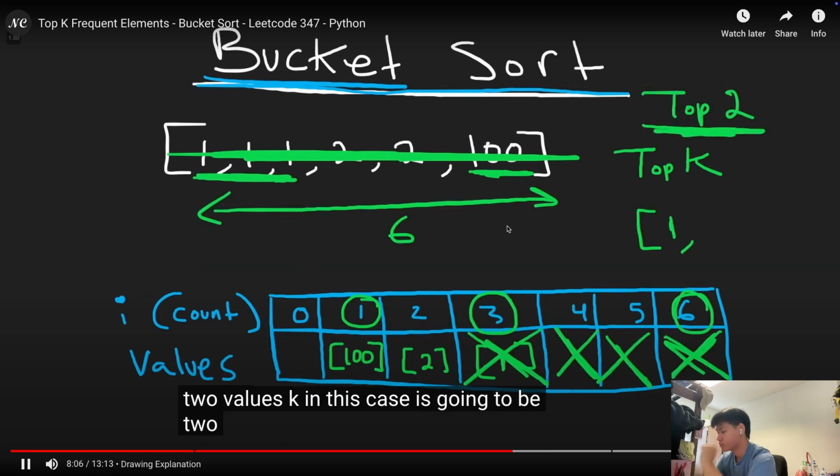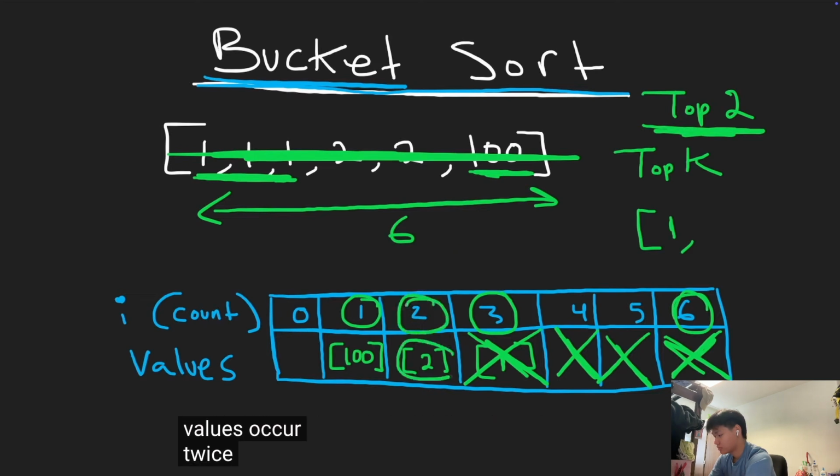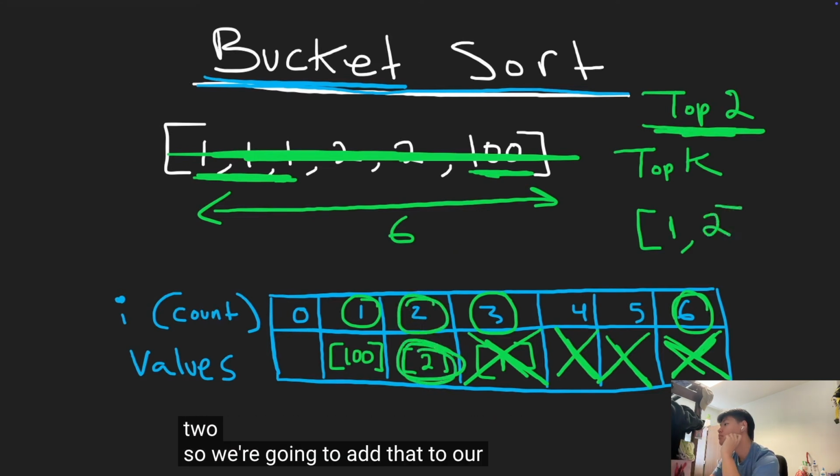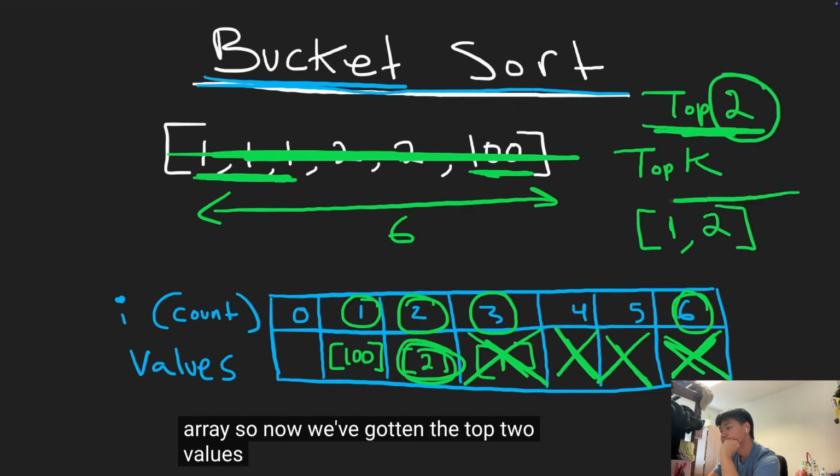K in this case is going to be 2. So now we're going to go here. Which values occur twice? A single value, and that value is 2. So we're going to add that to our output array. So now we've gotten the top 2 values, and then we can return this array.